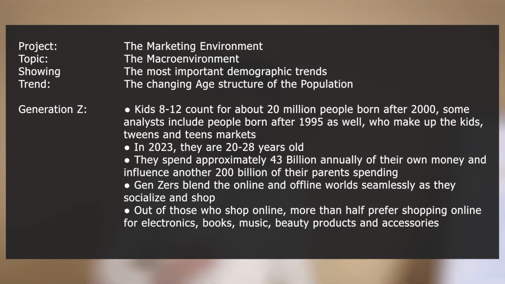Generation Z are the kids 8 to 12 years old, and they account for about 20 million people born after 2000. Some analysts include people born after 1995 as well, and they make up the kids, tweens and teens markets. In 2023, they are 20 to 28 years old. They spend approximately $43 billion annually of their own money and influence another $200 billion of their parents' spending. Gen Zers blend the online and offline world seamlessly as they socialize and shop. Out of those who shop online, more than half prefer shopping online for electronics, books, music, beauty products and accessories.